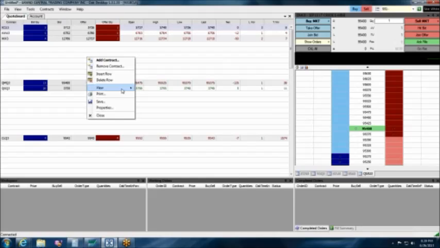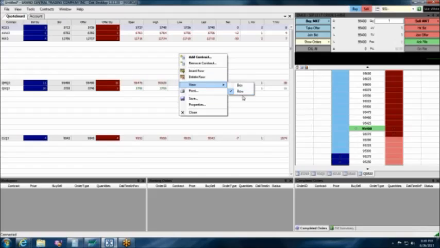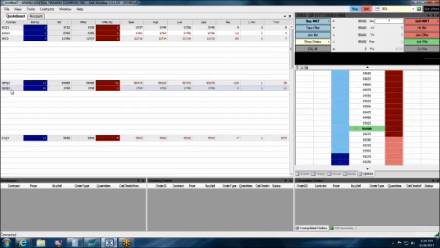So, for a lot of you, I would probably recommend this row view. Again, right-click, go to view, go to row. Now, after you make changes to your quote board, make sure you do save it to your computer. Make sure you do that. All right. So, just going back, there's my QG.